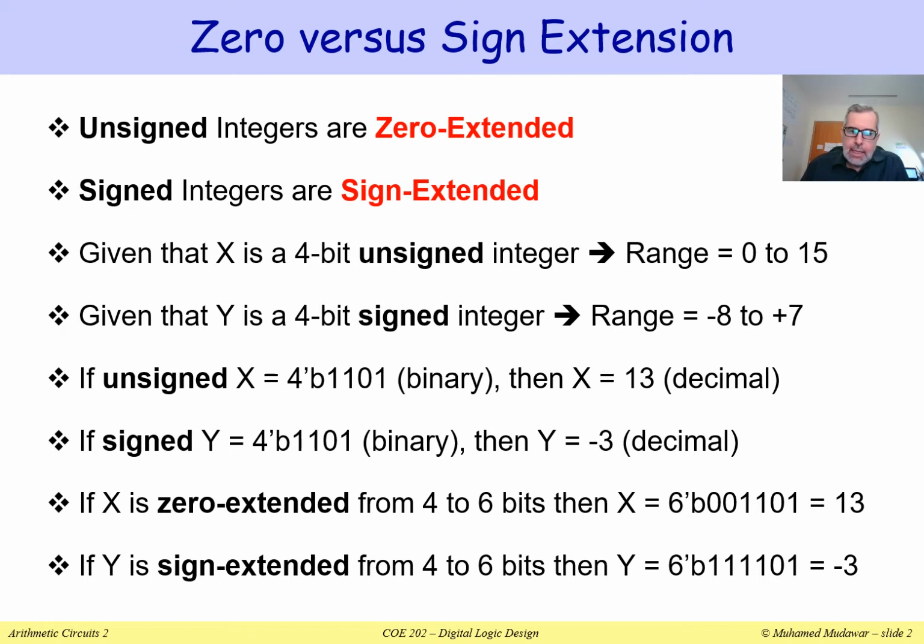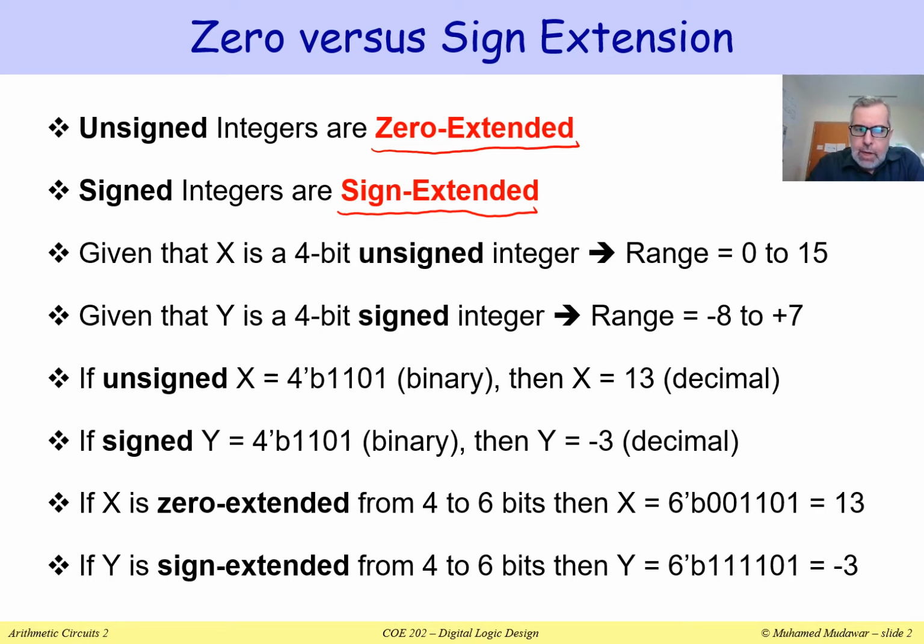Now, unsigned integers are 0 extended. If you have an unsigned integer, you always extend it with zeros. If you would like to extend it, let us say from 4 bits to 6 bits, you extend it with zeros. If you have a signed integer, on the other hand, you use sign extension. So signed integers are sign extended.